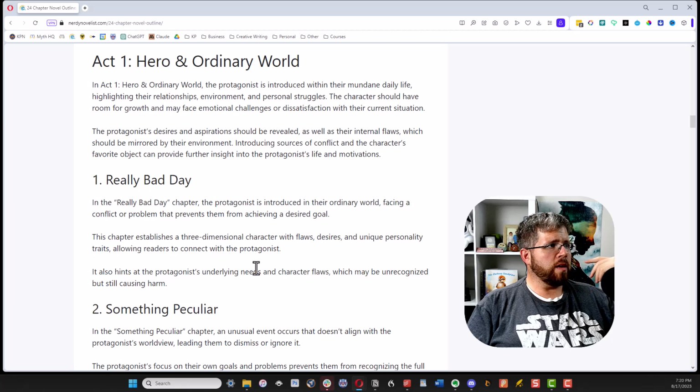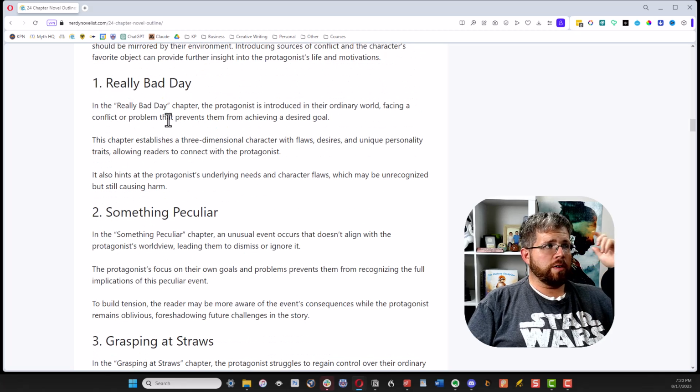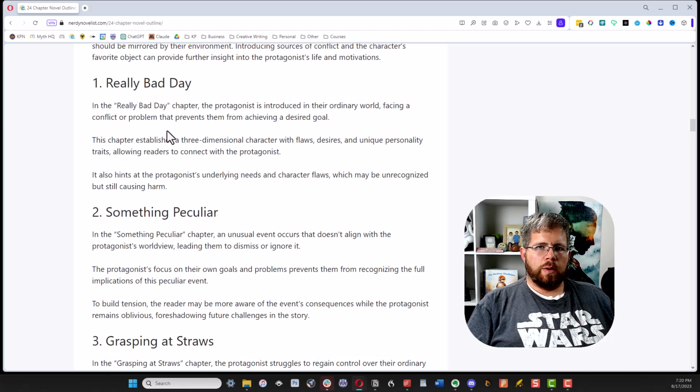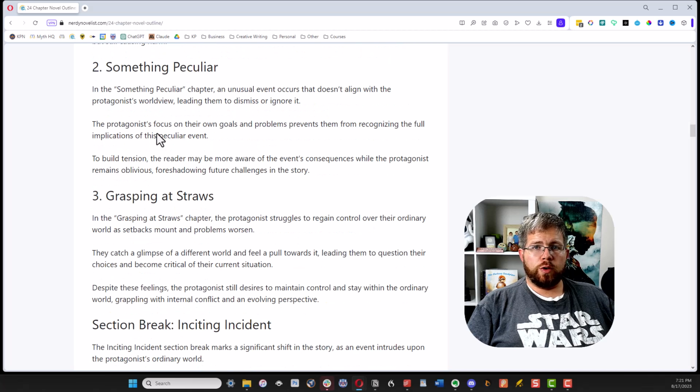of this journey. So, chapter 1, The Really Bad Day. You want to start every book, even if you haven't gotten to the inciting incident yet, with some kind of problem, usually experienced by the protagonist. For chapter 2, we not only have a problem, but there's something off. There's something weird happening. We're also not quite at that inciting incident yet, but there's something new, something different that has been introduced into the scene.